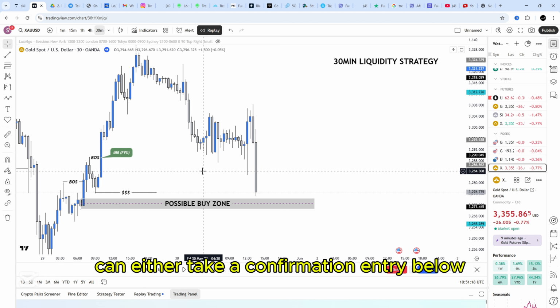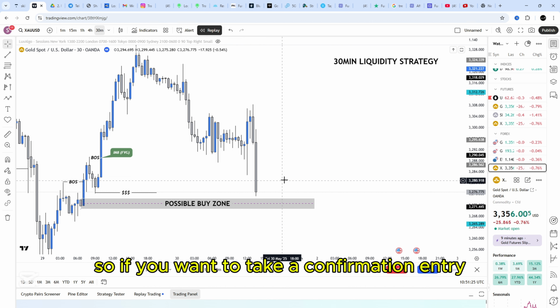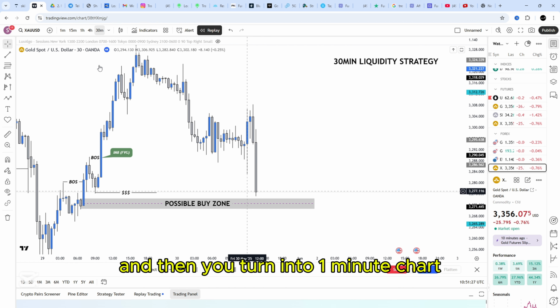You can either take a confirmation entry below, or you can take an aggressive entry. So if you want to take a confirmation entry, you will see the market coming here, and then you turn into 1 minute chart.